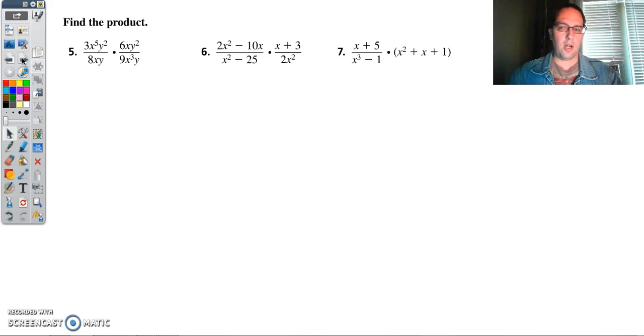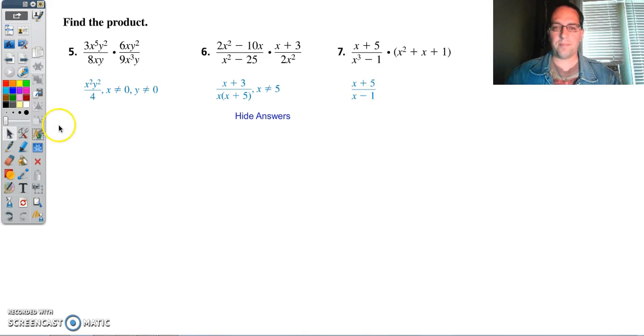Alright, let's see how you did. Number 5, you should have had x squared y squared over 4, where x doesn't equal 0 and y doesn't equal 0. For number 6, you should have had x plus 3 over x times x plus 5, where x can't equal 5. And on number 7, you should end up with x plus 5 over x minus 1. Right. If you got those, great. You got this down. You're done with the video. You don't need me anymore, at least not for this. If you didn't get this, let's see why.